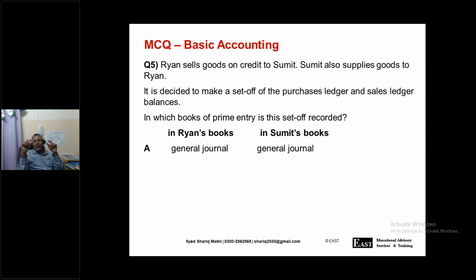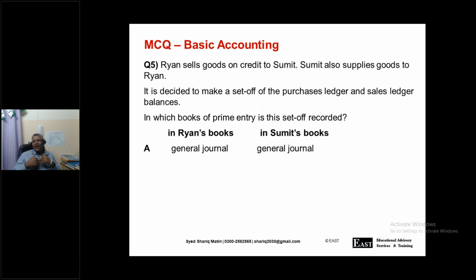Now they're not talking about sales and purchases. They're talking about contra set off. Sales and purchases have already been recorded. What they are going to do here is to set off. Like, I sell goods to you and I buy goods from you. When I sell goods to you, I record it in the revenue day book. When I buy goods from you, I record them in the purchase day book.